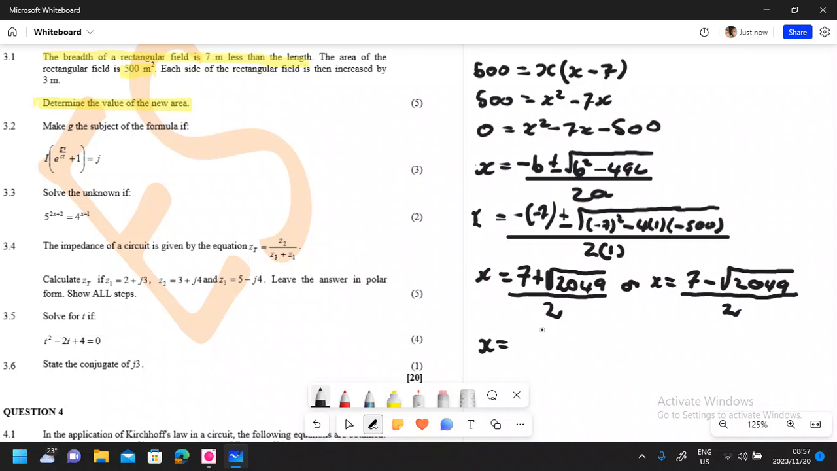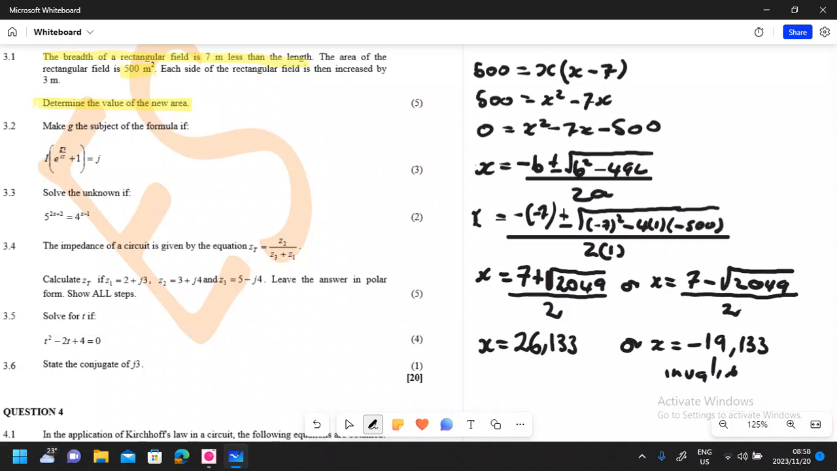Alright guys, so for this one here, if you put this on a calculator, you're gonna get 26.133. For the other one where we have negative, it's gonna be negative 19.133. As you guys know, we are calculating for a distance. We don't have negative distance, guys. Remember, the length cannot be negative. So this one is invalid. All right, so the right one is this one here.